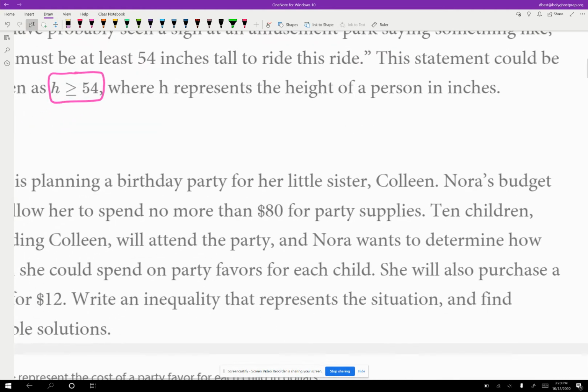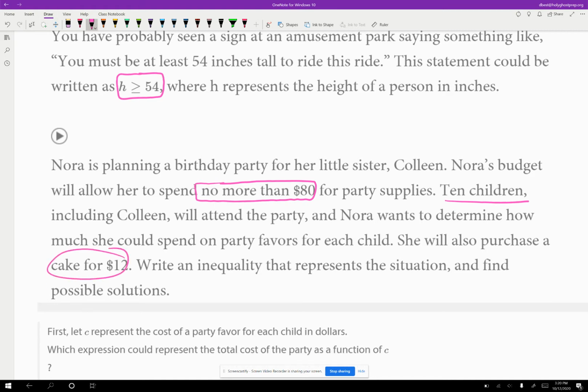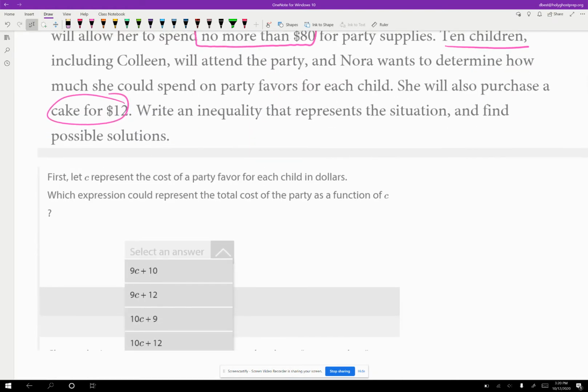So let's look at our first example. We're going to jump right in. So read through this, read through it a second time, and then we'll get ready to solve. So we've got a budget of no more than $80. We have 10 children, and we're buying a cake for $12. So if C represents the cost of a party favor for each child, so per child, which expression can we use for the total cost of the party?